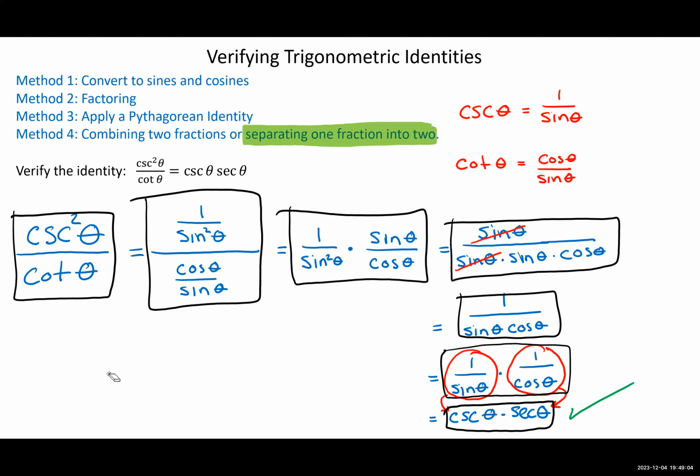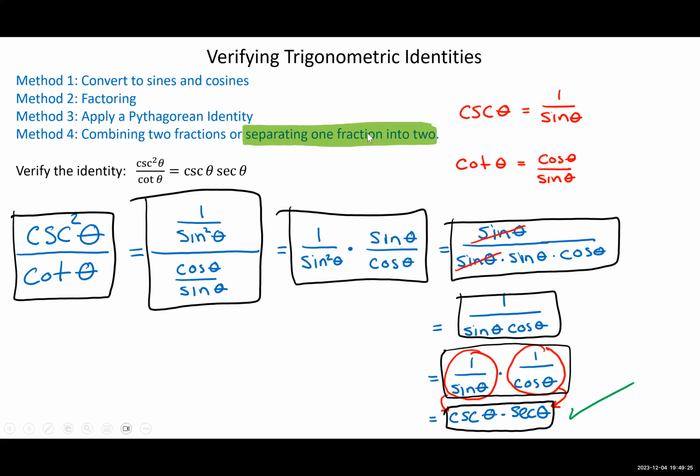Verifying trigonometric identities involves trial and error. Has to. Sometimes the first thing you try is perfectly fine and it'll get you through. Sometimes the first thing you try leads you to a dead end. Not a big deal. You start over, try something different.